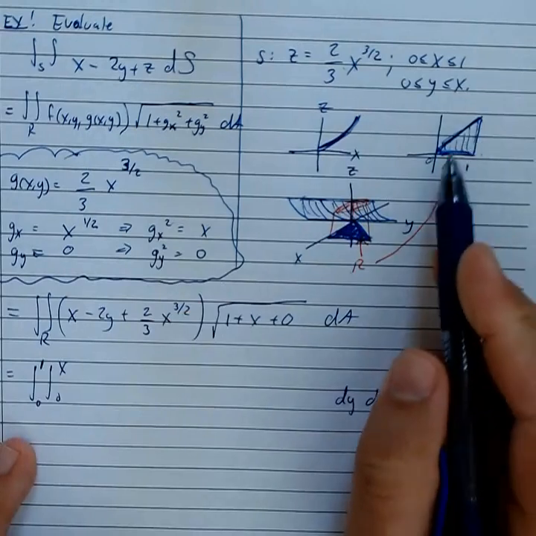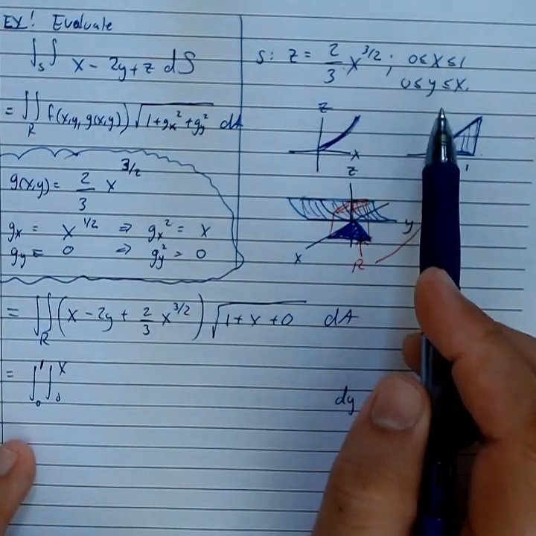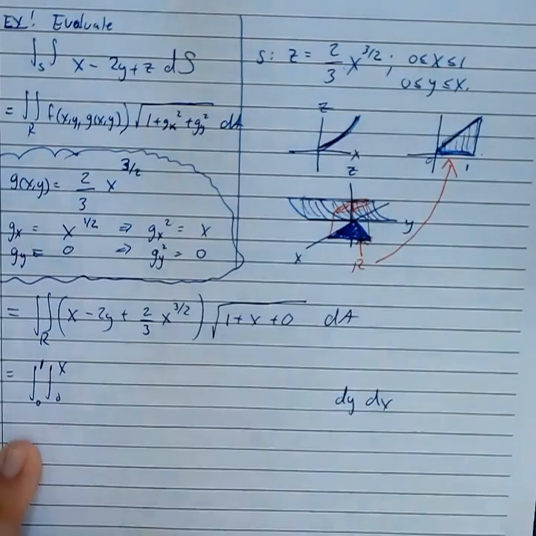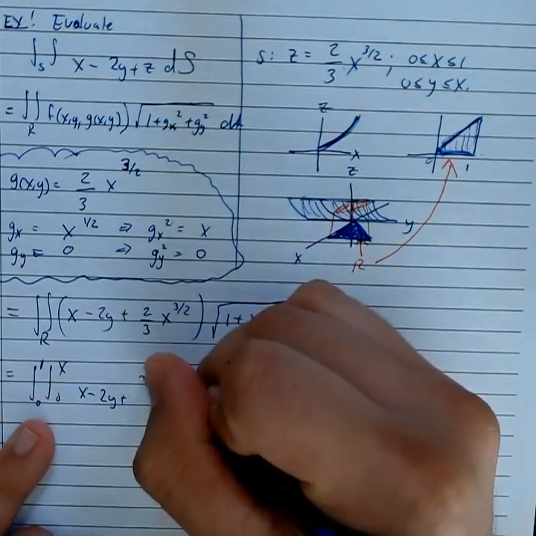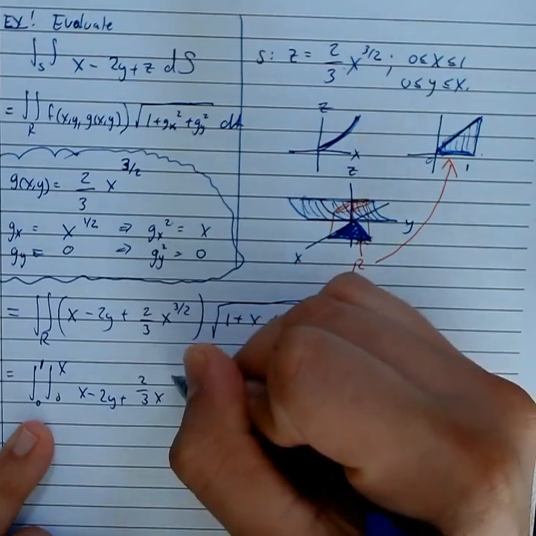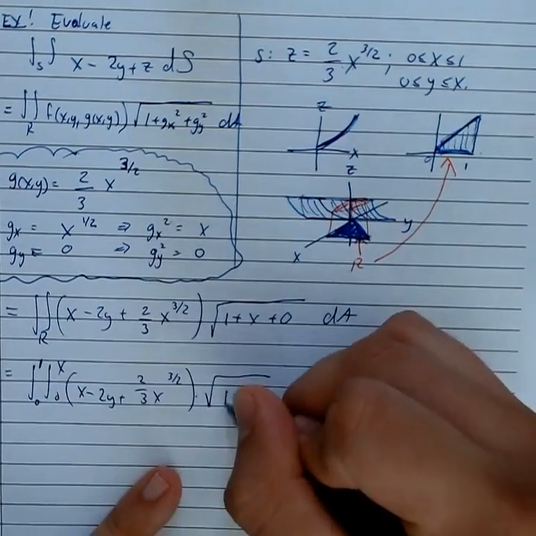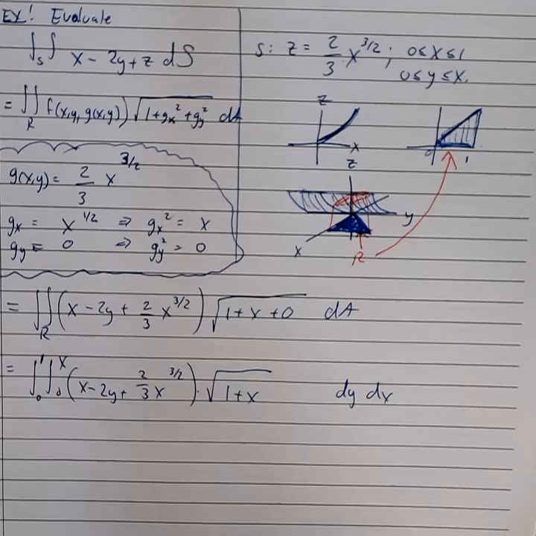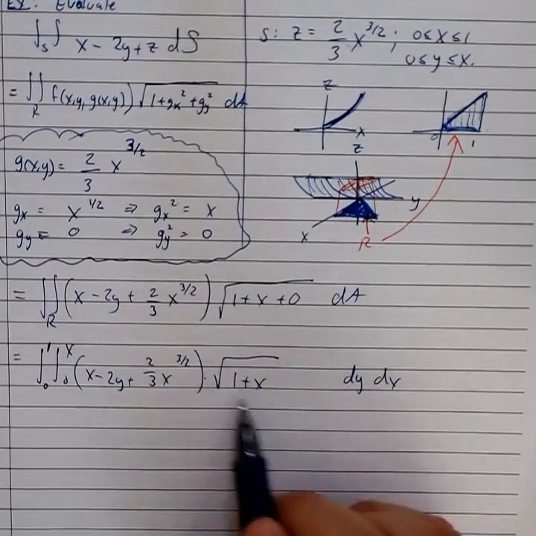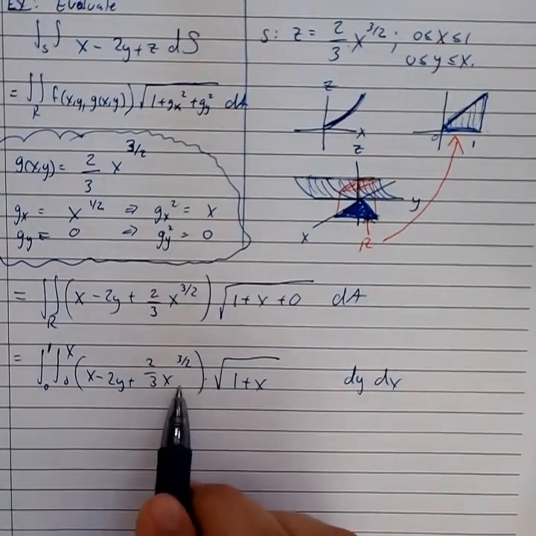If this had been drawn for us, we would actually have to go through and try to map those as equations. But here, they tell us what the boundaries are. So that one's actually pretty nice. And then that's going to be x minus 2y plus 2/3 x to the 3/2 times the square root of 1 plus x. That first integral is actually pretty simple. Notice with respect to y, that's a constant, so we're not even going to touch that one. Now we're just going to take the integrals of these.